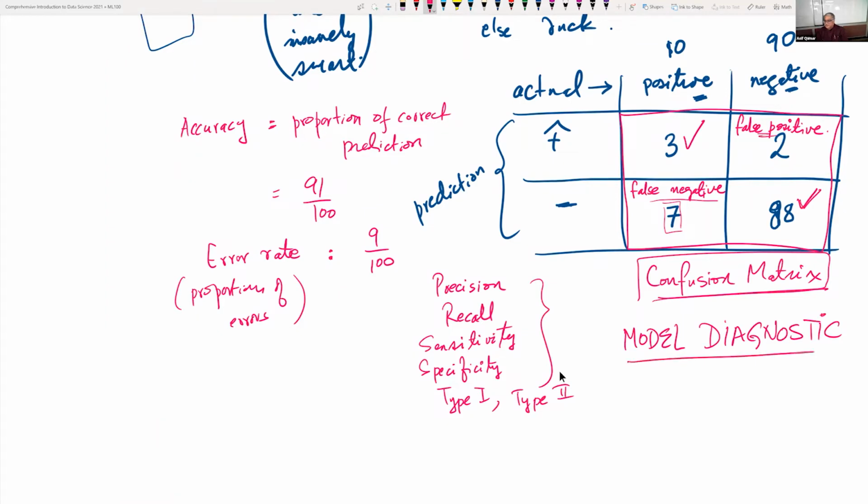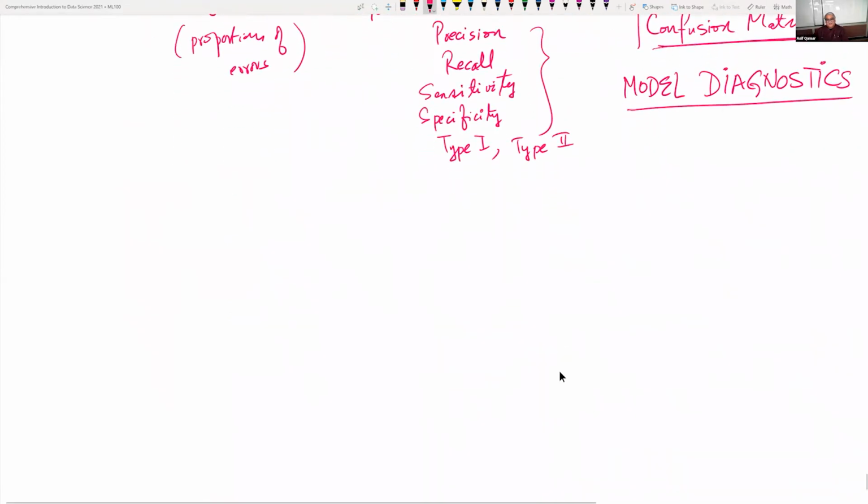Let me now introduce you to another interesting model diagnostic. It has a very interesting name. It is called ROC, receiver operator curve. I think I got that right, receiver operator curve.